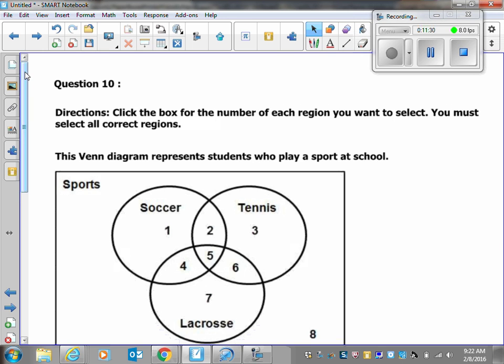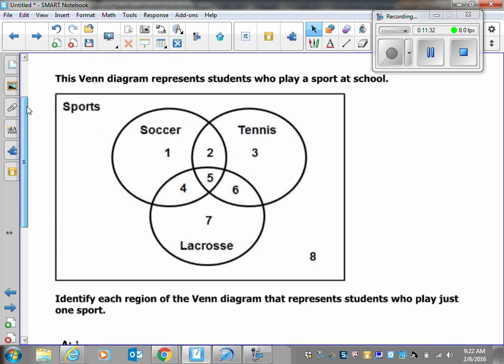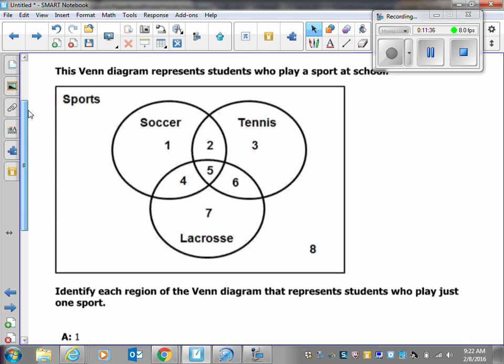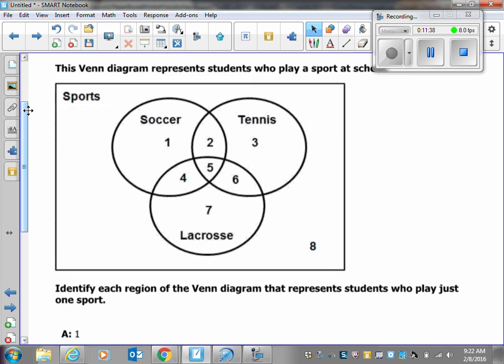All right, number 10 is also logic. So this one, you have to take a little bit of time to do it. This Venn diagram represents students who play sports at school: soccer, tennis, and lacrosse. Identify each region of the Venn diagram that represents students who play just one sport. Just one sport.